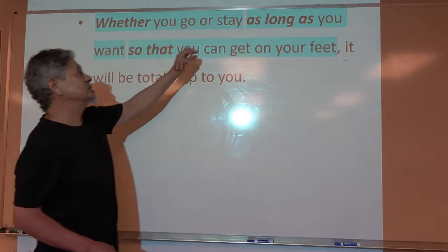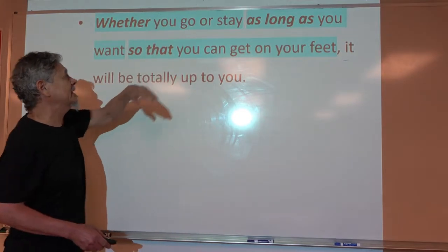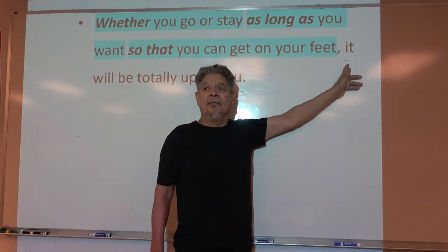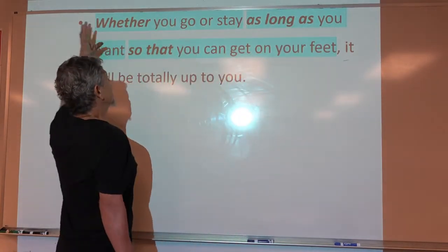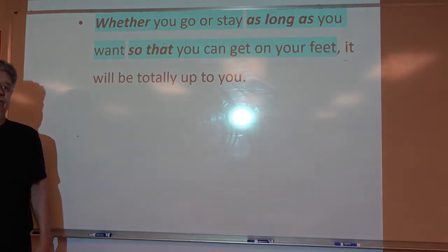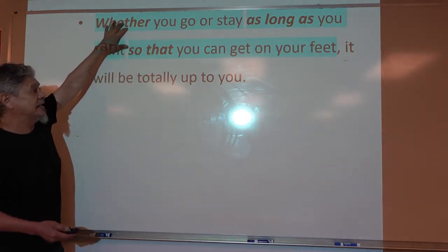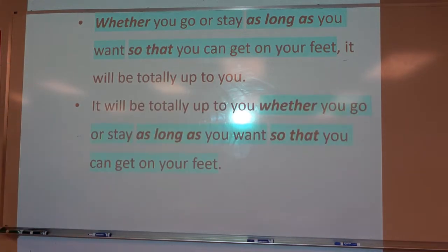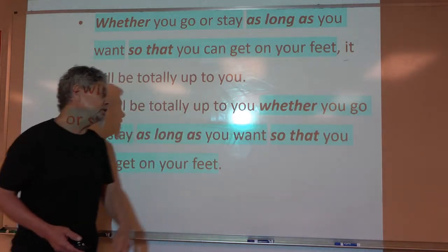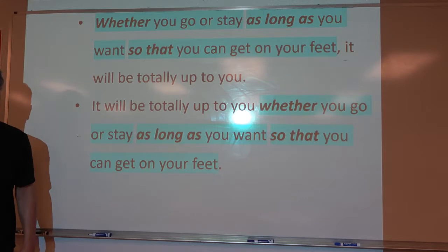And notice, there's no comma. There's no comma between the first and second. There's no comma between the second and third. There's a comma here, but that's because the dependent clauses come before the independent clause. If you put this at the end and put this first, like this, it will be totally up to you whether you go or stay as long as you want so that you can get on your feet.